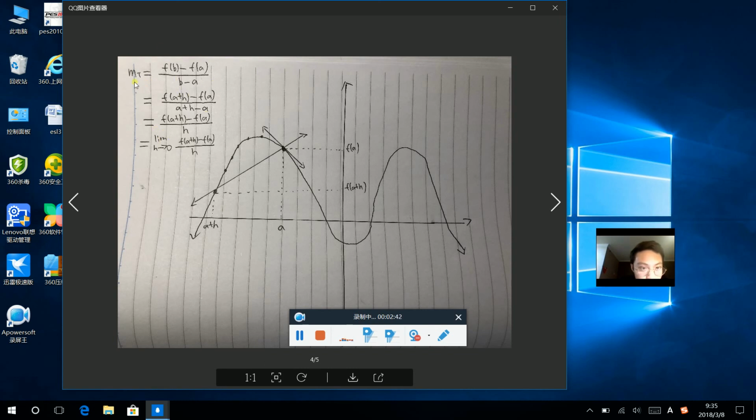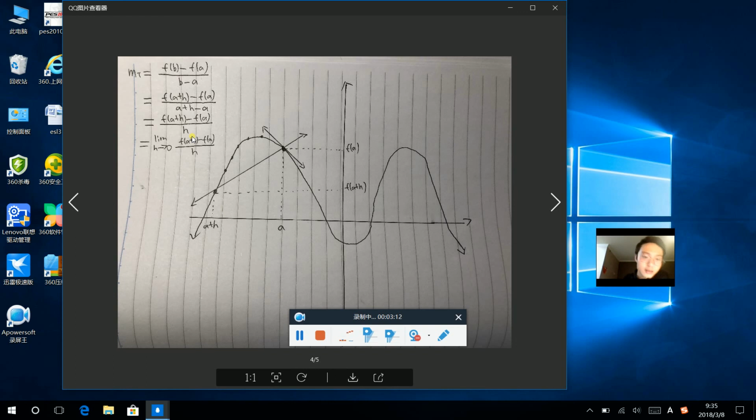The first one is what we learned last semester in the advanced functions class for the slope of a secant: f(b) minus f(a) divided by b minus a. In this graph, I'll substitute these two points into it: f(a plus h) minus f(a) over a plus h minus a. So finally we get this conclusion: f(a plus h) minus f(a) divided by h.